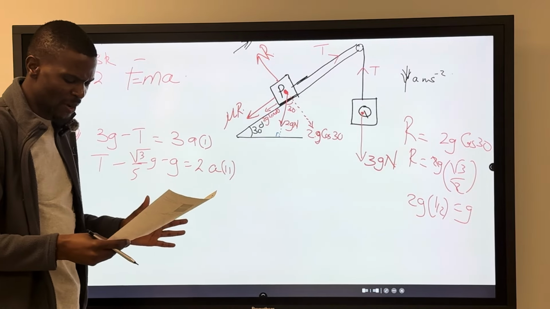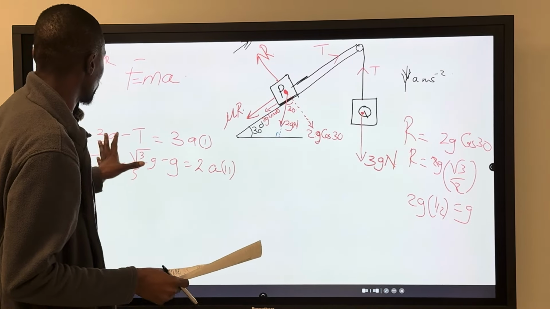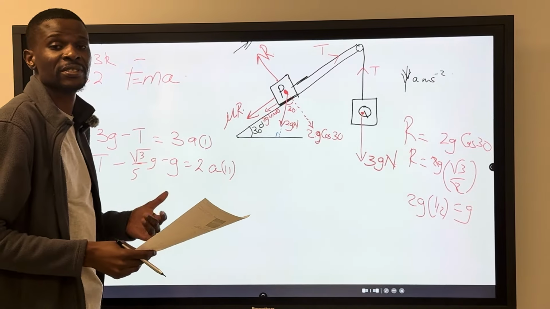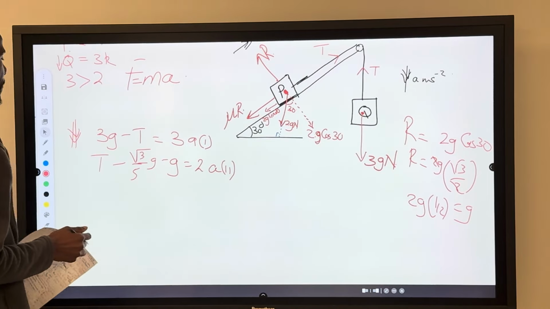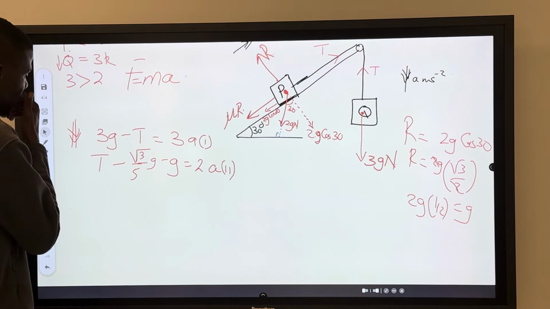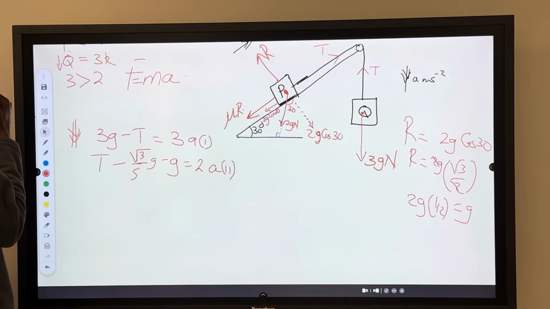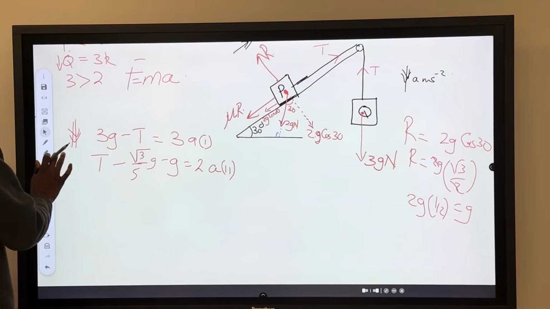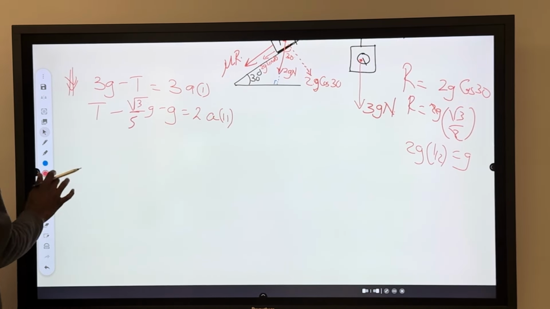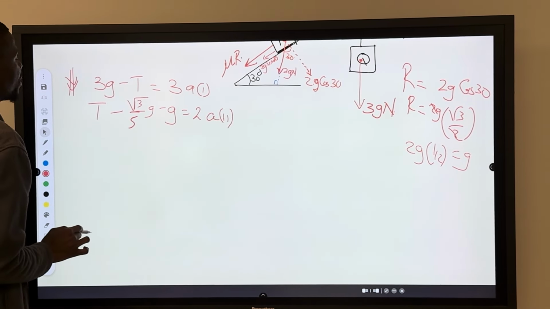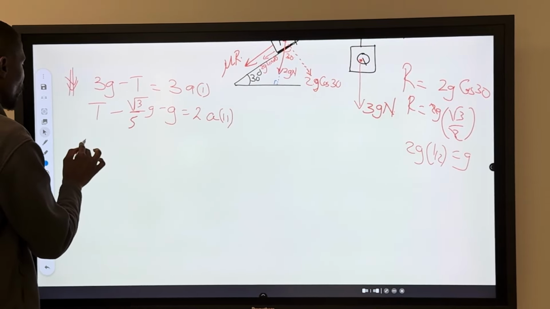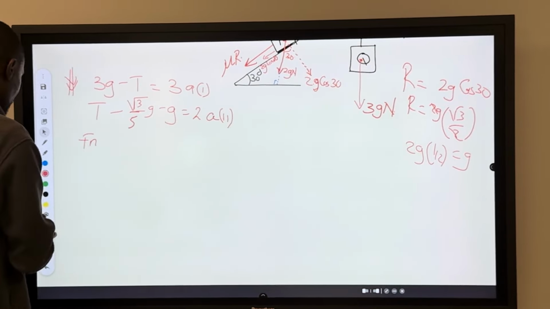If we are to leave our answers in exact form, we just leave them in terms of G. Otherwise, we are going to use 9.81. Okay. So first, we need to find the acceleration. So we have to eliminate T. In order for us to eliminate T, what we need to do is to get T from equation 1.